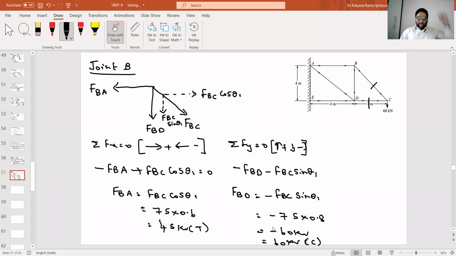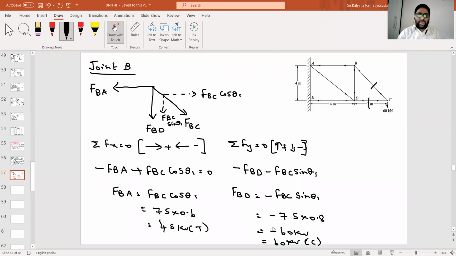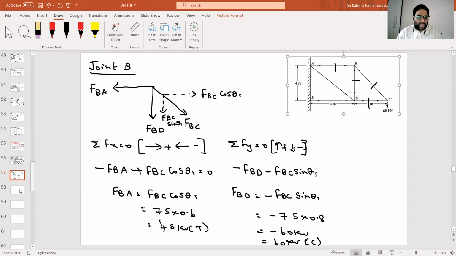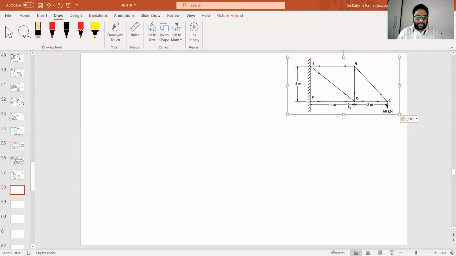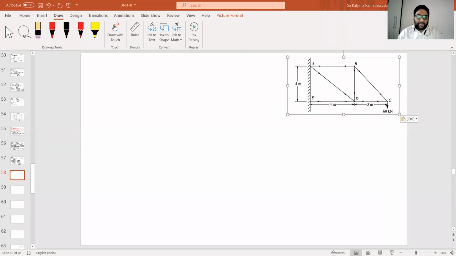Okay. Now you see how carefully we need to approach a systematic methodology to get the forces in all the members of the truss. So what all we got now? We got BD and BA. Now let us go to the next joint.